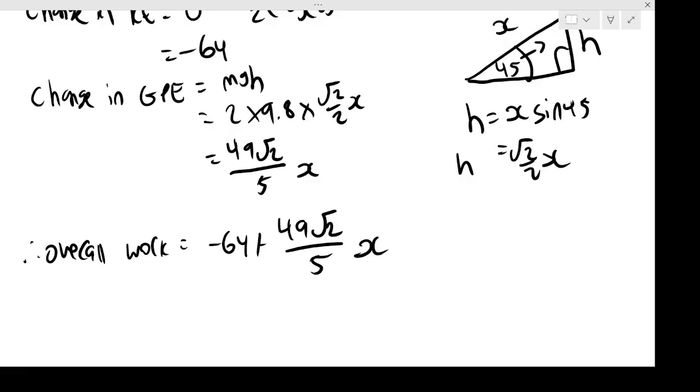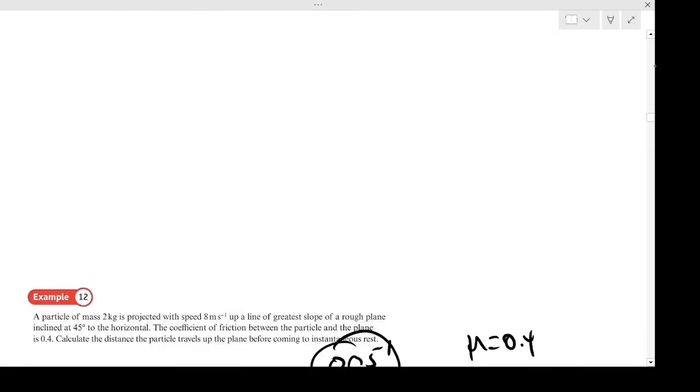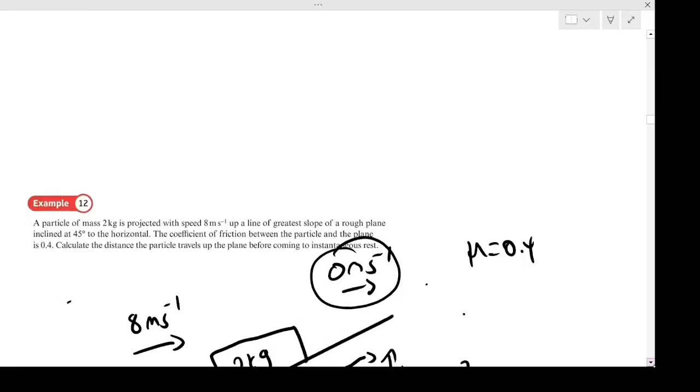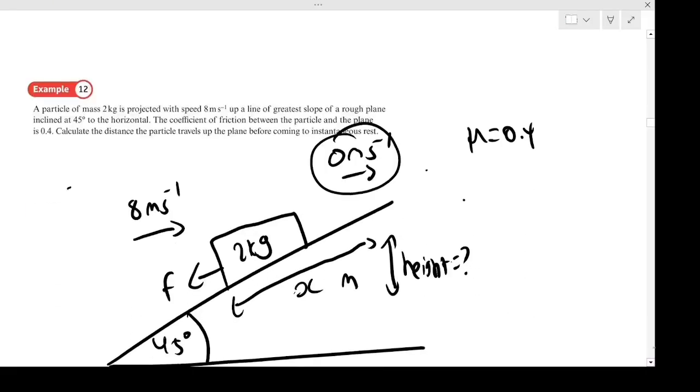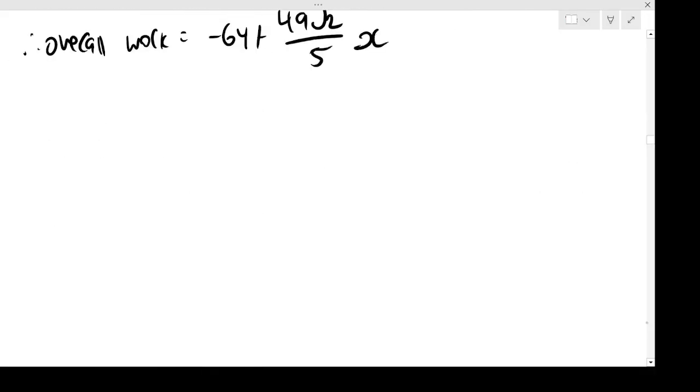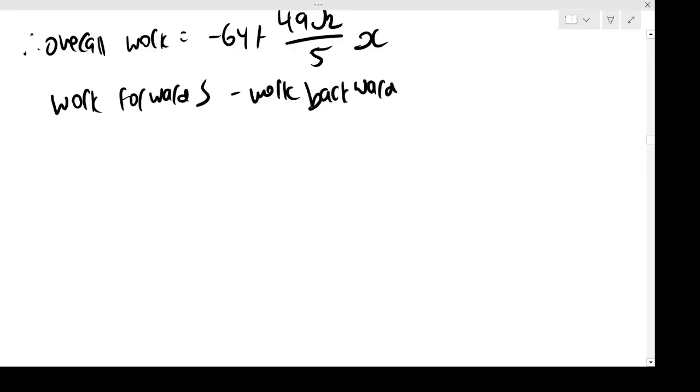Okay. But of course, the overall work is then split up into the work done by the forwards force, take away the work done by the backwards force. As I discussed, there's no forwards force. The only force is the friction, which is acting backwards. So actually, if we split this up into work forwards, take away work backwards, that's going to be minus 64 plus 49 root 2 over 5x.